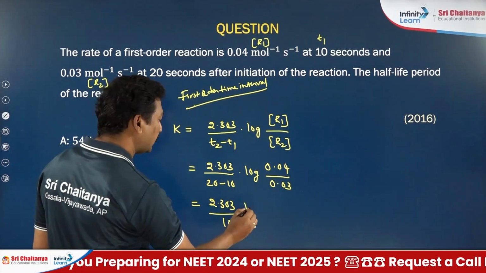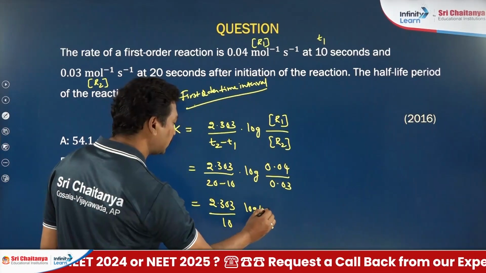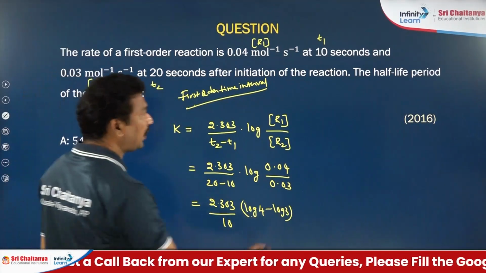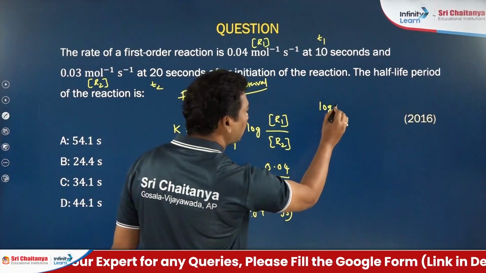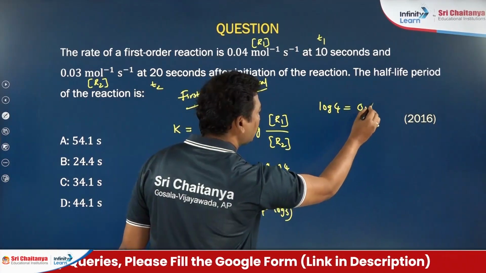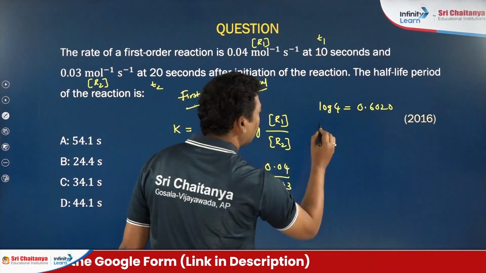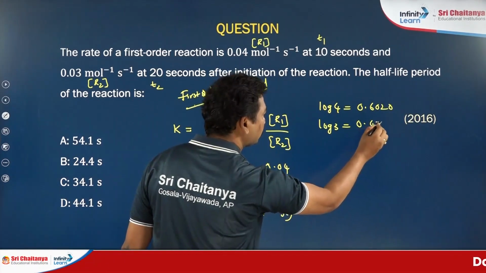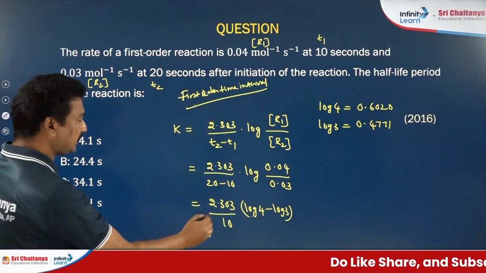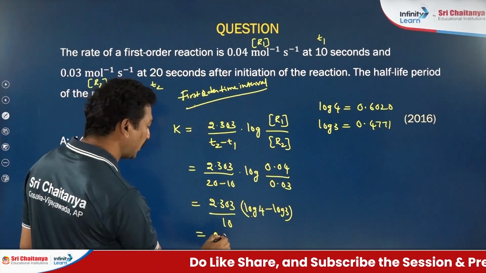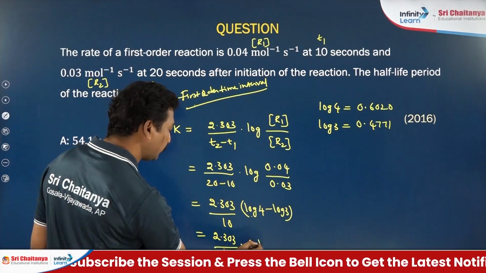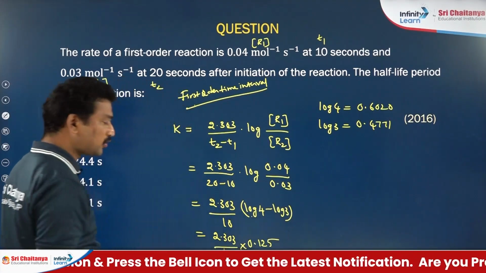So that value will be 2.303 by 10. This is log 4 by 3. You can write log 4 minus log 3, where log 4 value is 0.6020 and log 3 value is 0.4771. Subtracting, we get an approximate value of 2.303 by 10 into 0.125.